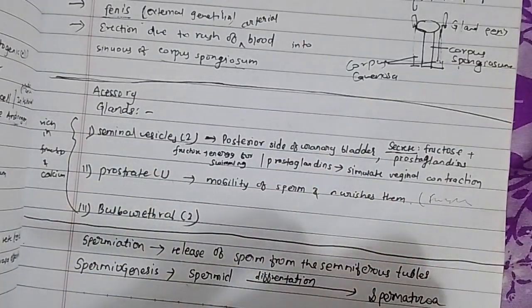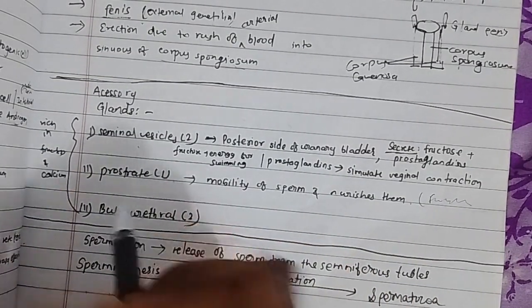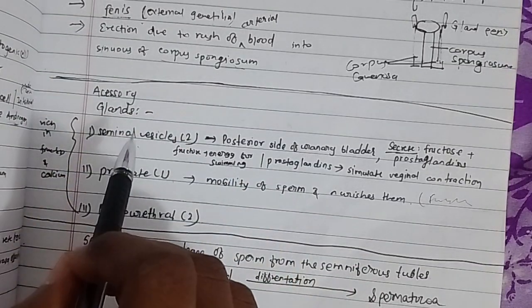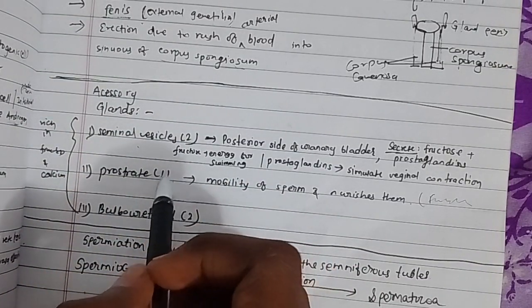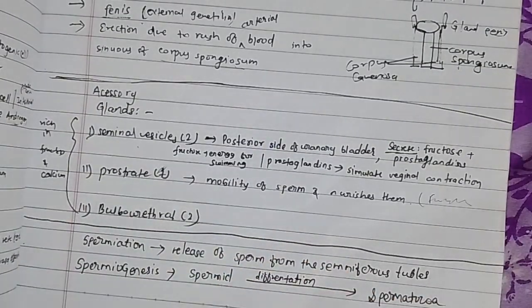So now let's talk about the accessory glands. For the accessory glands, you have to understand the seminal gland, prostate gland, and bulbourethral gland. The seminal gland is 2 in number. The prostate gland is 1 in number, and the bulbourethral is 2 in number. These are rich in fructose.